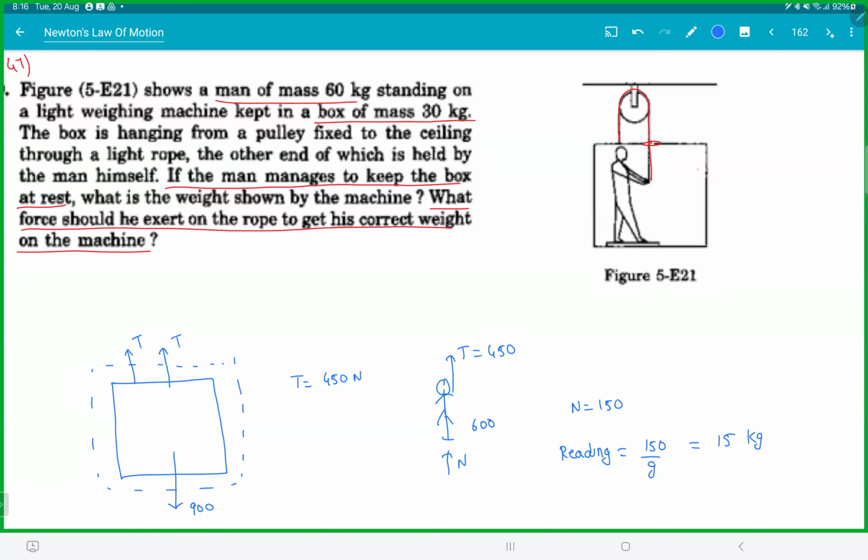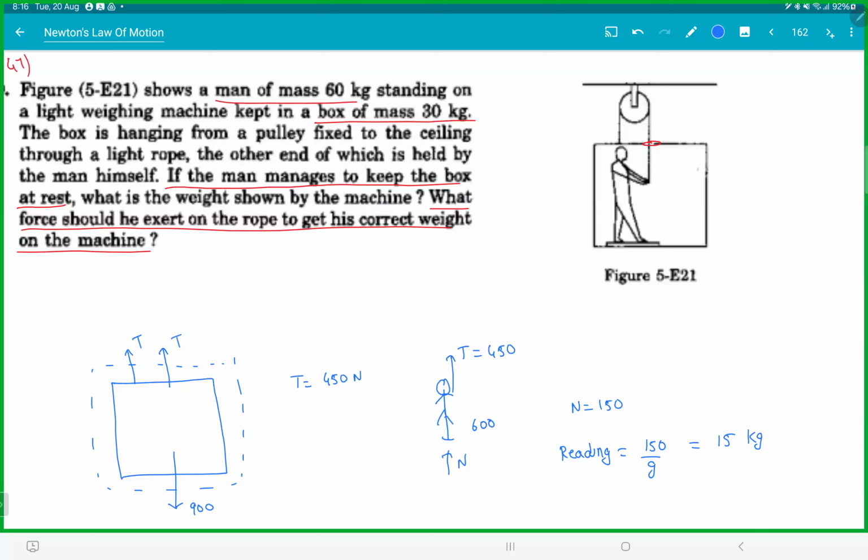Because if you take the whole thing as one system, if you want, you can take the box and man as two systems and solve, you'll get the same thing. But if you take the whole box as one system, I don't care what is inside. All that I see is there are two strings pulling up and there's a total weight 900. I'll get tension pretty fast.